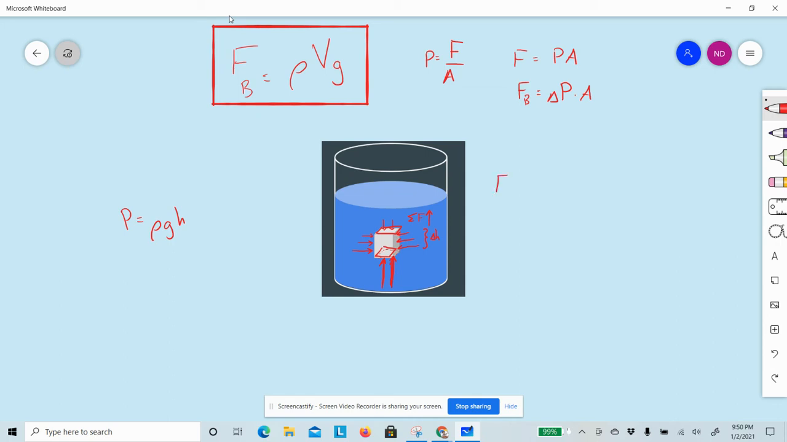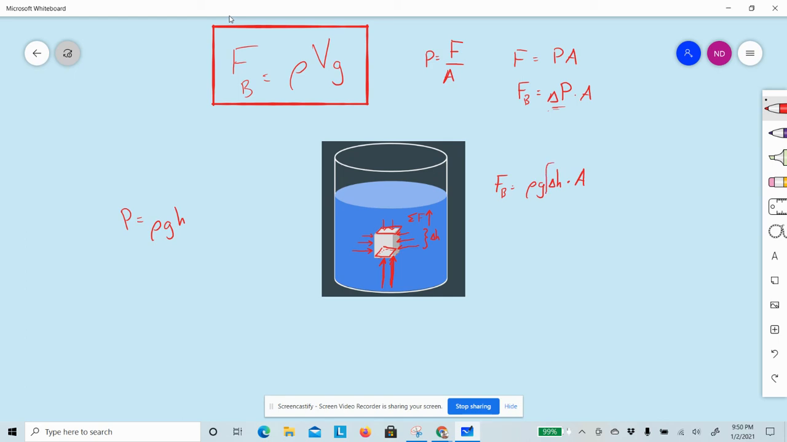So the buoyant force is a result of this change in pressure, the gauge pressure, right? The change in pressure is rho g delta h times A. There's that delta h.